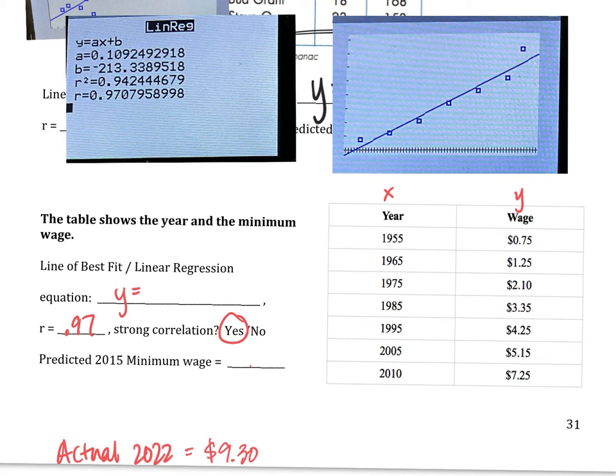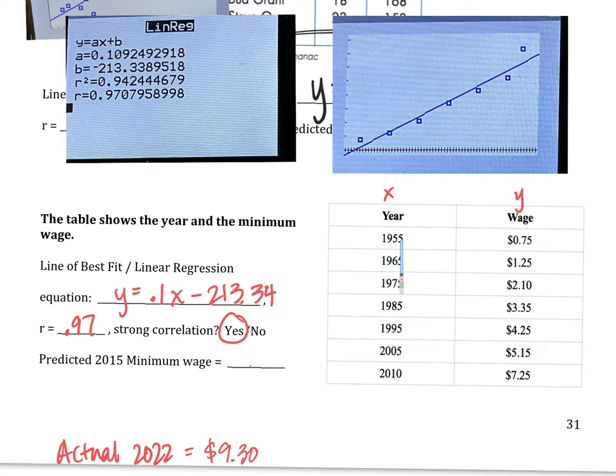Y equals 0.1x minus 213.34. And a lot of people are like, what? We had a negative minimum wage? Is this formula, do you think, good for any year out there? Because true, the year is in the thousands. So that has to kind of compensate, you're saying? So let's make a prediction.